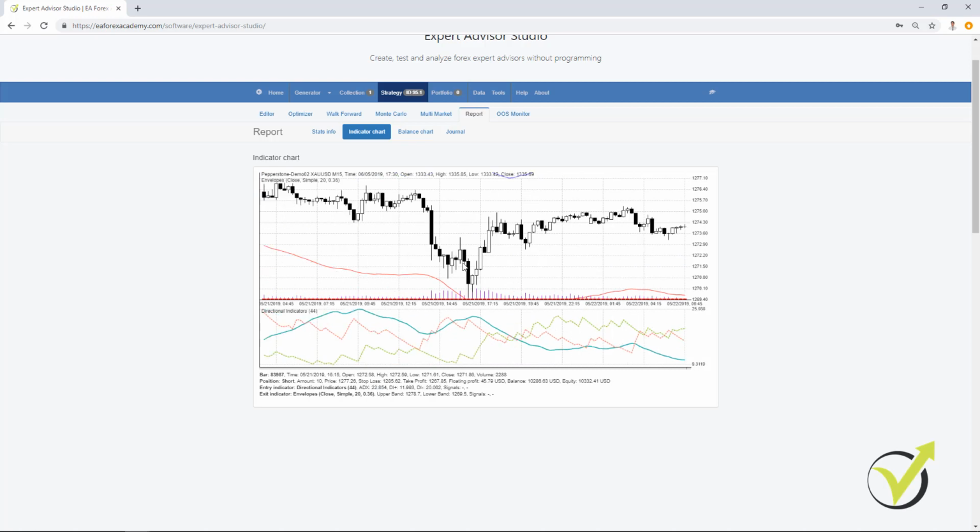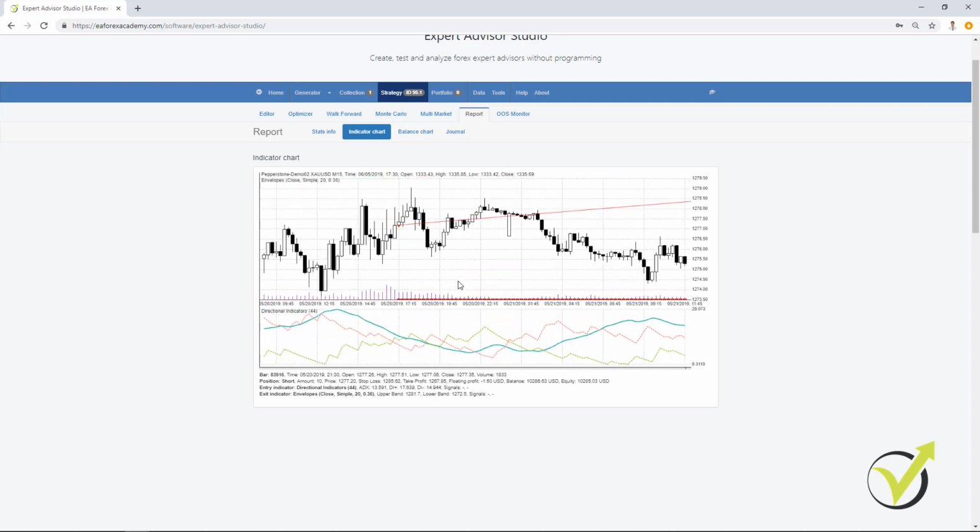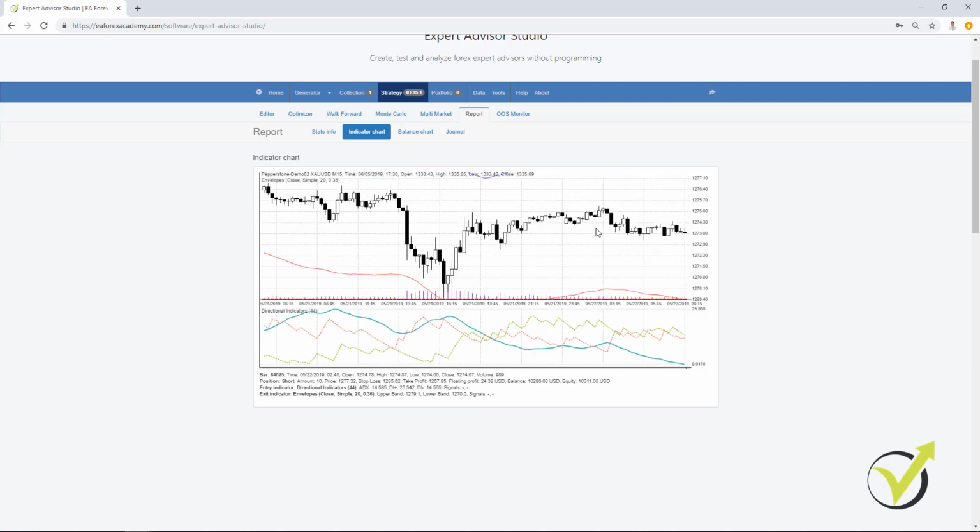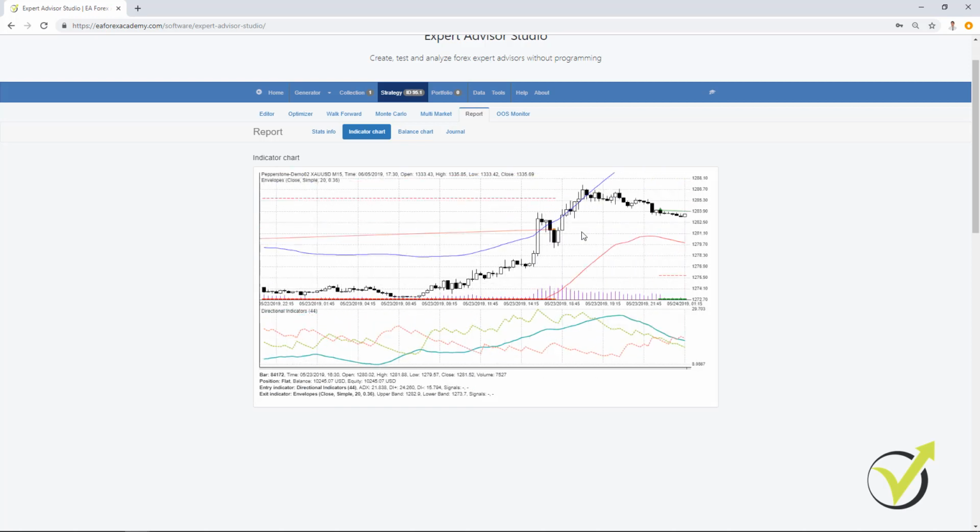So the entry here is very clear when the 2 lines crosses. Now in this example, we have the opposite case. We have a short trade because the positive line crosses the negative line upwards. Okay, so we are selling. Let's see what happens with this trade. It closes over here and it closes because of the envelope.